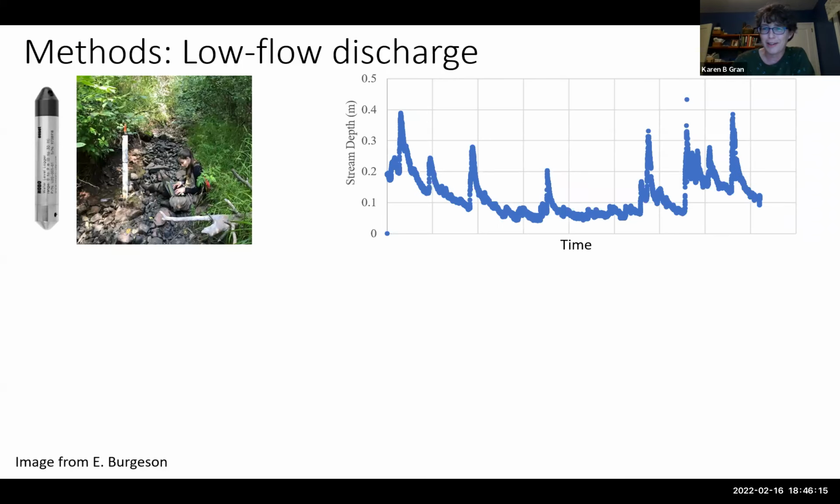Oops, too far. So let's go through some of the methods in more detail. To measure the low flow discharge, we installed pressure transducers in the streams, and then we corrected those data to remove variations in atmospheric pressure. And this gives you data of stream depth. So that's over here on the right-hand side, you can see essentially a summer's worth of data.